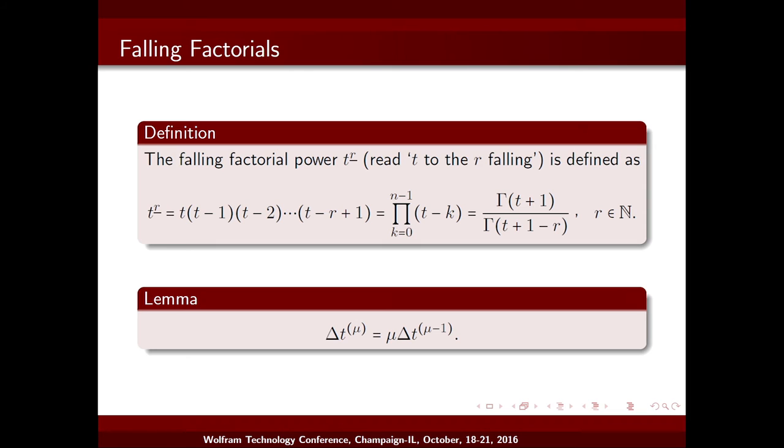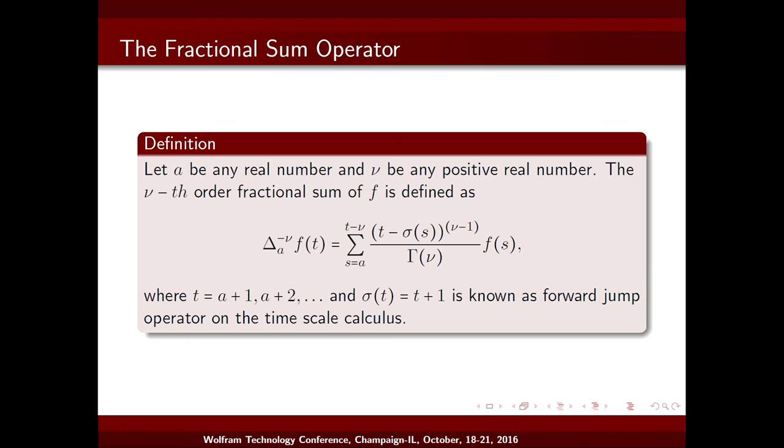When we work with the delta operator, we use the t to the r falling functions. These are the polynomials again. If you want to go with the delta operator, these t to the r falling functions represent polynomials, a single term of a polynomial, again a monomial. So when you apply the delta operator, the exponent comes down and you subtract one from it. And here is the fractional sum operator.